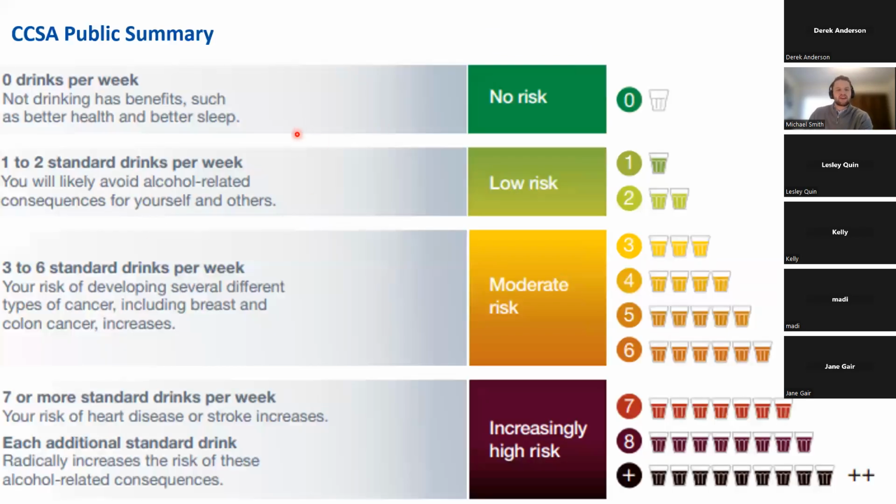And so the CCSA goes into a bit more detail here when they release their guidelines. This is from a poster that they put out. The CCSA claims that not drinking has benefits such as better health and better sleep. With 1 to 2 standard drinks per week, you will likely avoid alcohol-related consequences to yourself and others. With 3 to 6 standard drinks per week, your risk of developing several different types of cancer, including breast and colon cancer, increases. And with 7 or more standard drinks per week, your risk of heart disease and stroke increases.